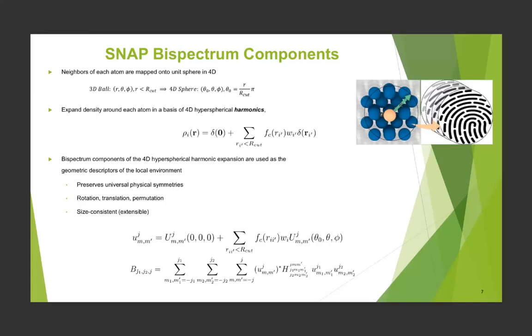We can obtain real valued scalar quantities that are rotationally invariant by combining these basis functions together in particular ways. And the way that we're doing it here is called the bispectrum. So for every set of three indices, J1, J2, J, we combine a whole bunch of these U basis functions in a series of nested contractions involving those Clebsch-Gordan coefficients that are constants to obtain the final descriptors. Okay, so that bottom line is essentially the core of the SNAP calculation.